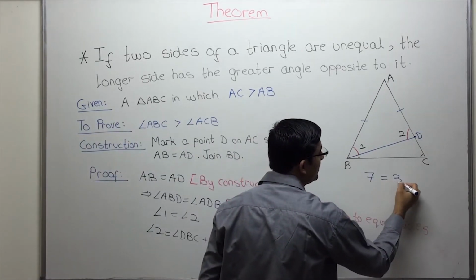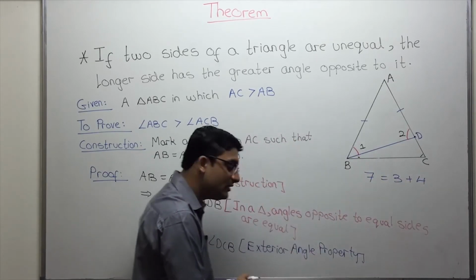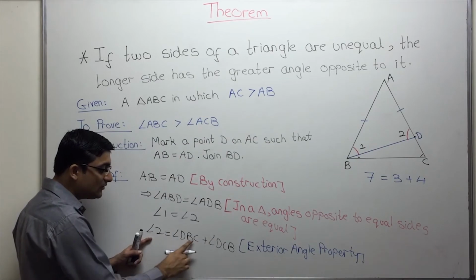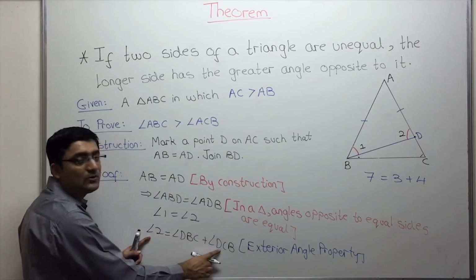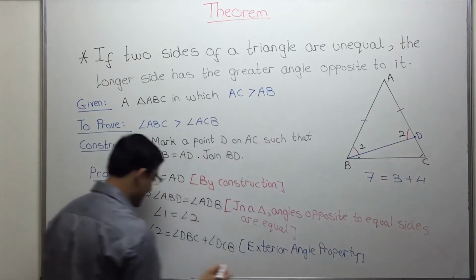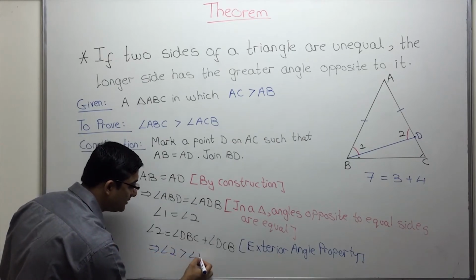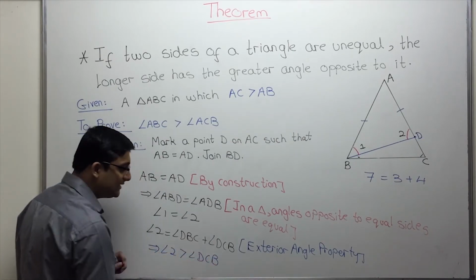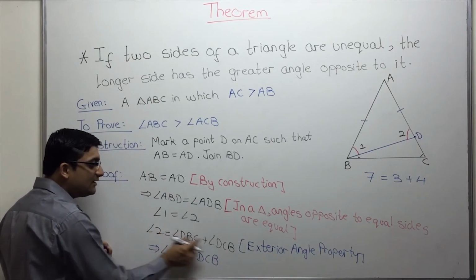Think of it in this way. 7 is equal to 3 plus 4. So 7 is bigger than 3 and 7 is bigger than 4. Similarly here, this angle is equal to this angle plus this angle. That means angle 2 is bigger than this and angle 2 is bigger than this. What we're concerned with is this. So angle 2 is bigger than this angle. This implies angle 2 is greater than angle DCB. Why? Simple. Angle 2 is equal to this plus this, so it is bigger than each of them.